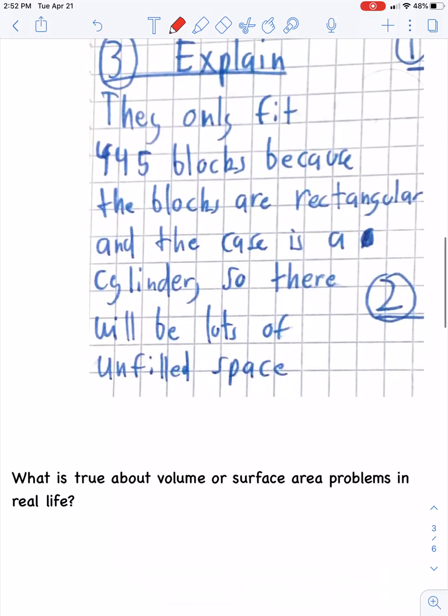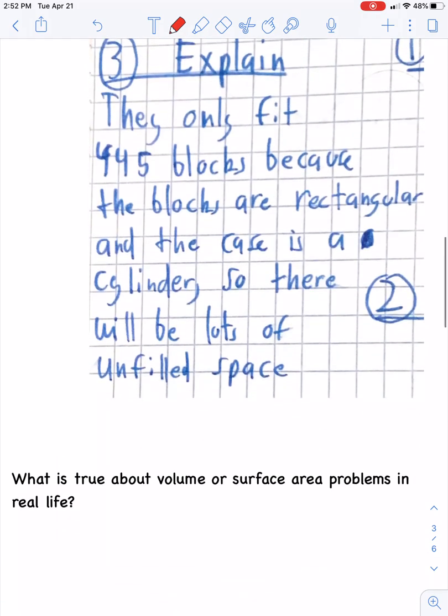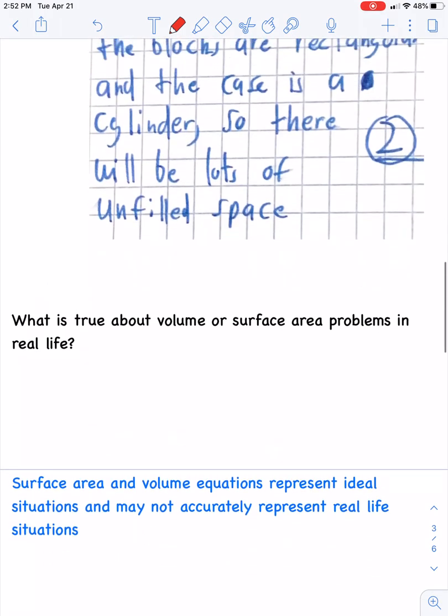So let's think now, what is going to be true about volume or surface area problems like this one in real life for our key point? Hit pause and then hit play once you've got your answer. So what we're going to see in real life volume or surface area problems is that surface area and volume equations represent ideal situations and may not accurately represent real life situations.